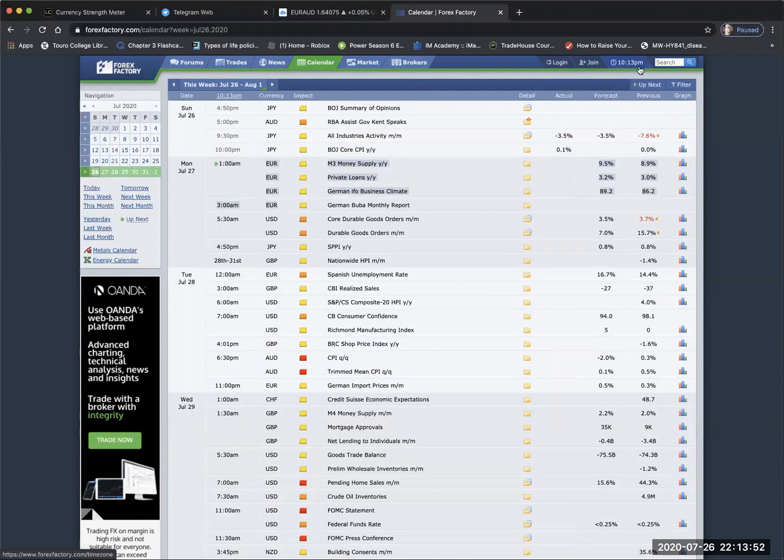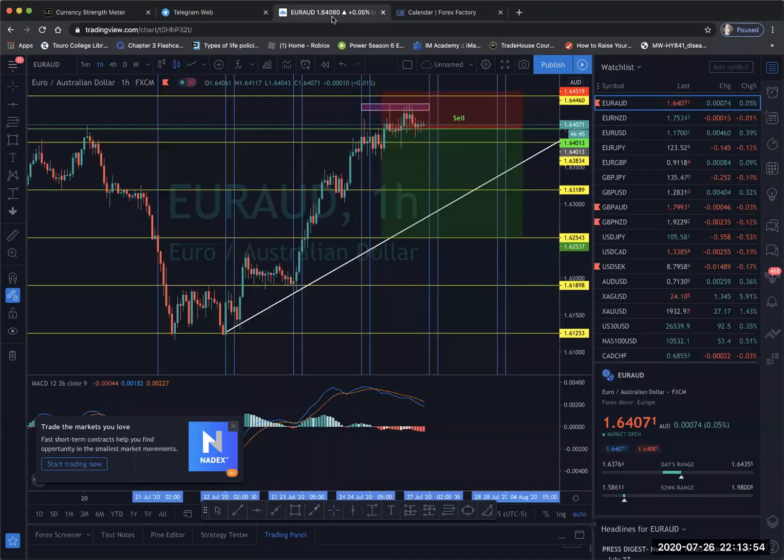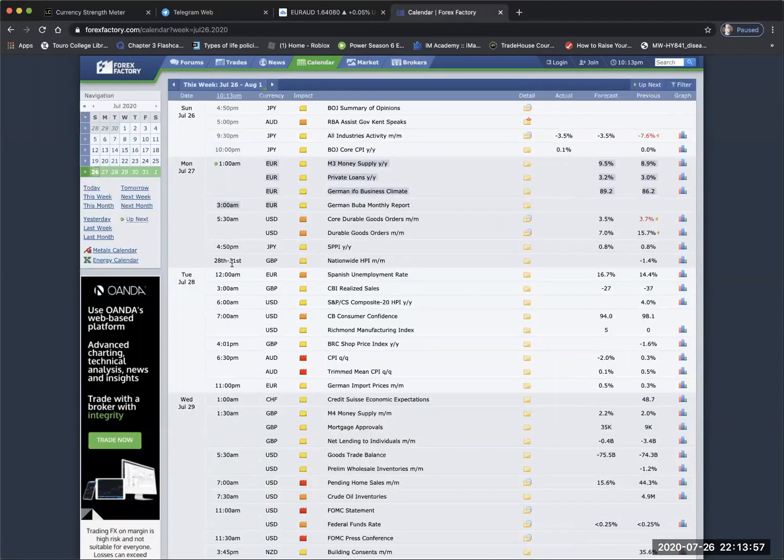Right now it is 10 o'clock, but the pair that we're trading is Euro AUD. AUD does not have any news coming out whatsoever. So that lets you know AUD is going to be strong overnight. AUD had news yesterday, so it does not have news coming out again until Tuesday. And as you can see, Tuesday, it's a red folder. So it should let you know that the pair should be weak for AUD as well.